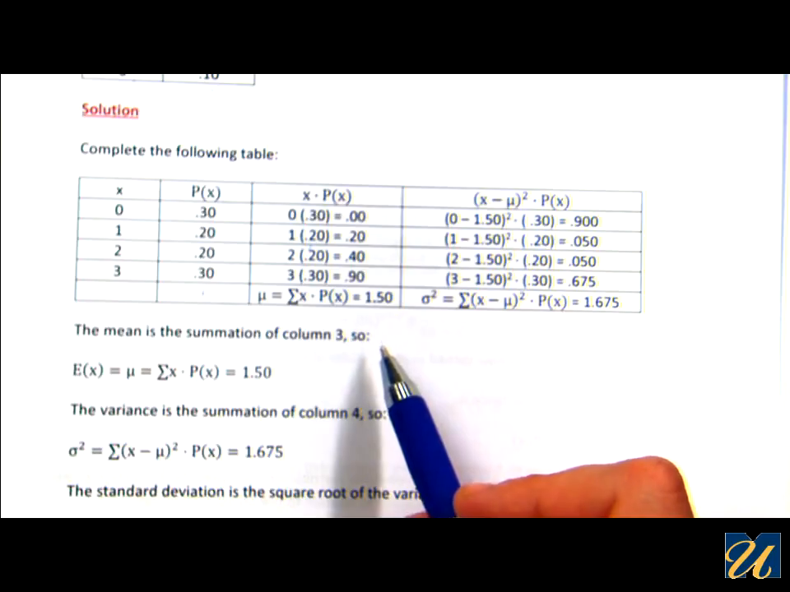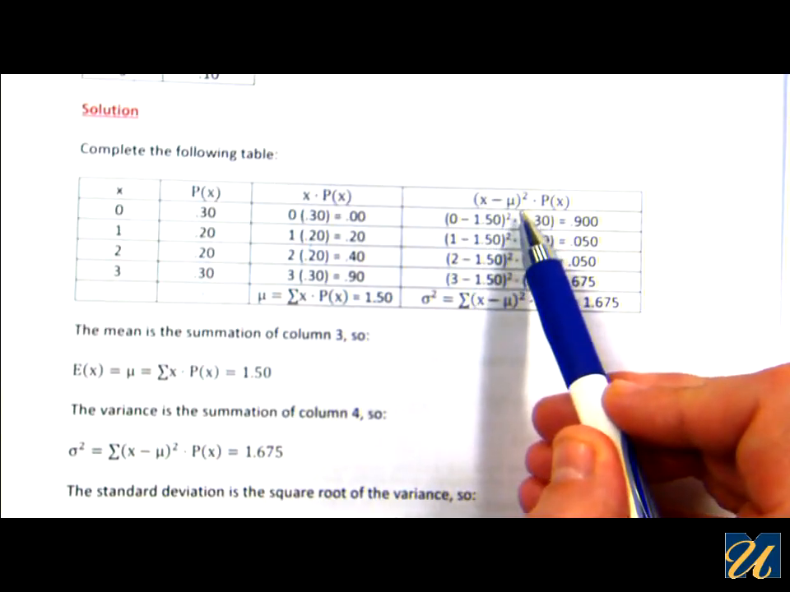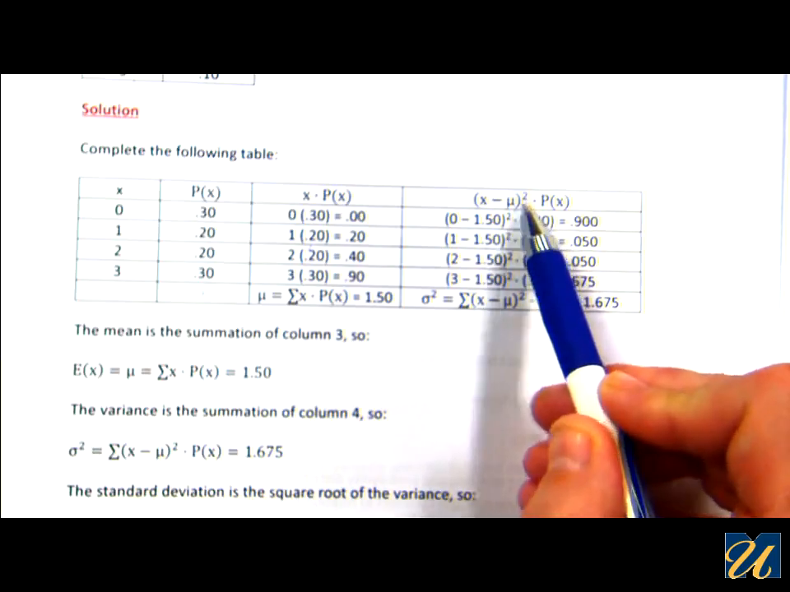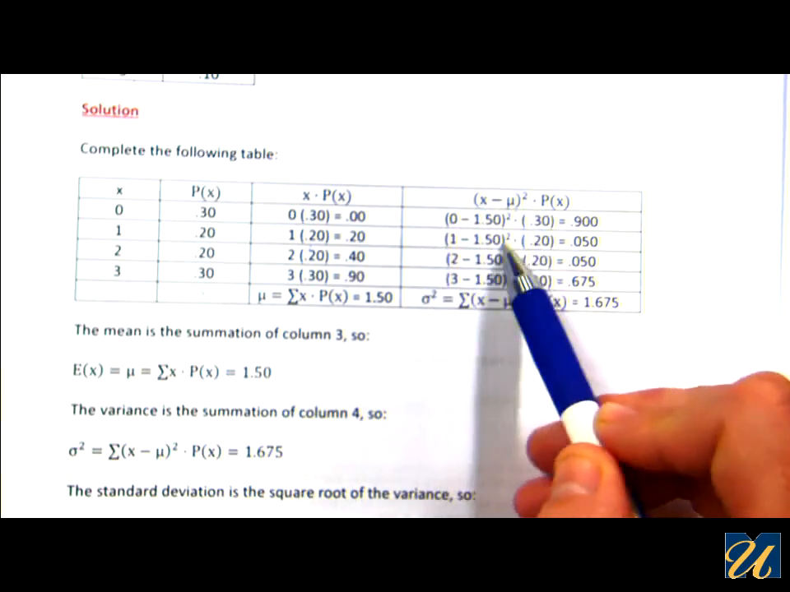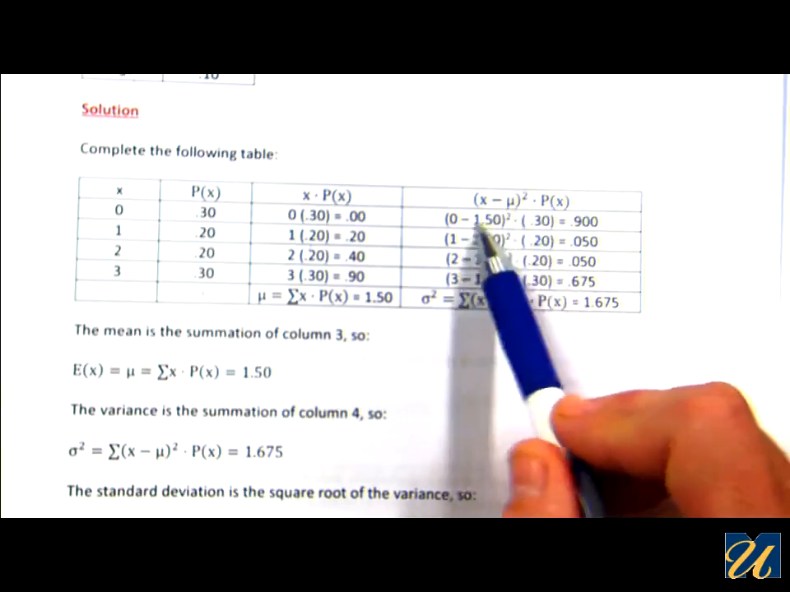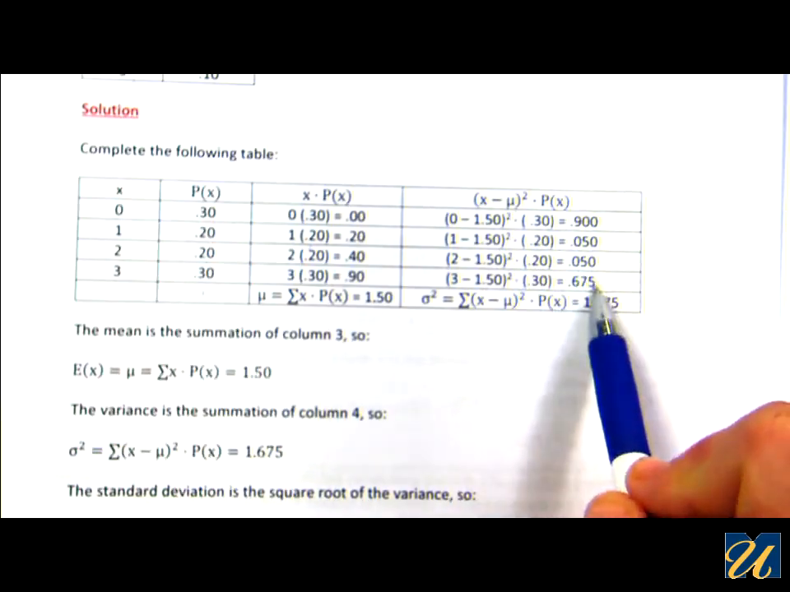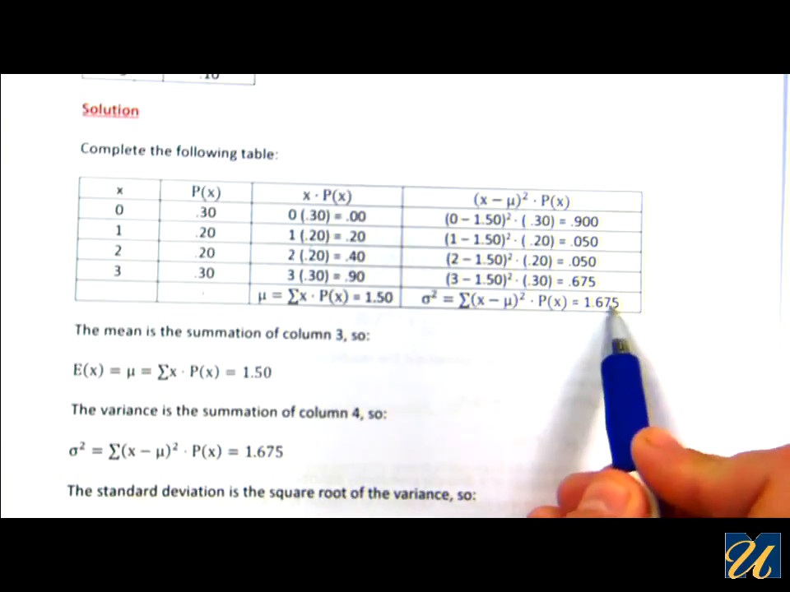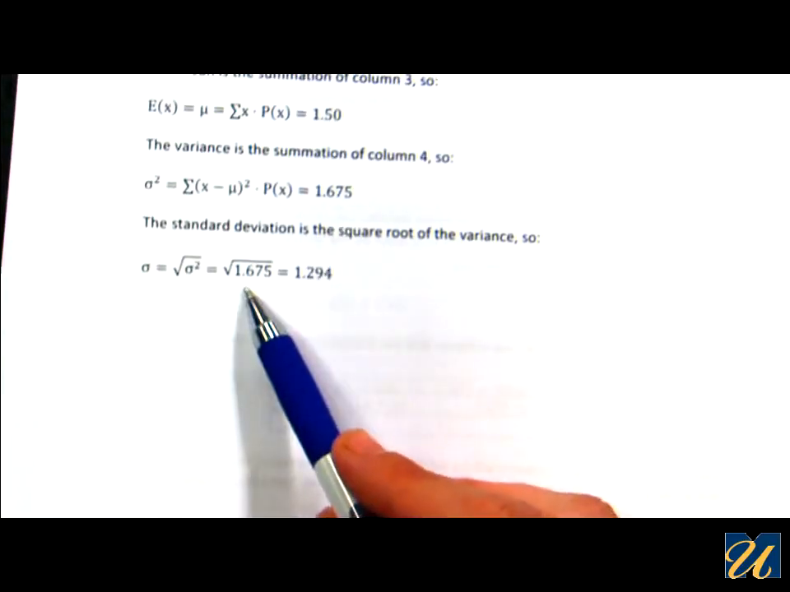Now, once you have your average, you move on to calculating your variance. To calculate the variance, you first take the squared deviation of every outcome from the mean. So 0 minus 1.5 squared, 1 minus 1.5 squared. And then you multiply it by the corresponding probability that you have here. Whatever you find, at the end, you add them all, and this will be your variance, your sigma square. Once you have your sigma square, which in this case is 1.675, you take the square root of that, and this will give you your standard deviation.